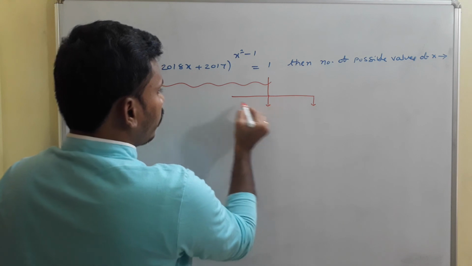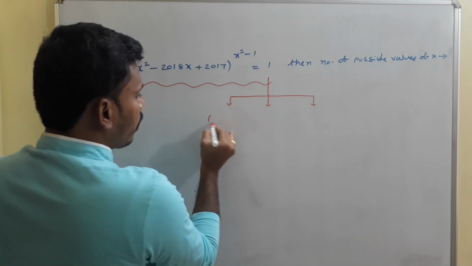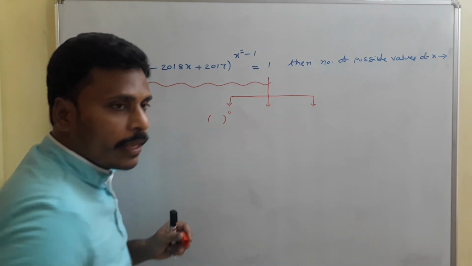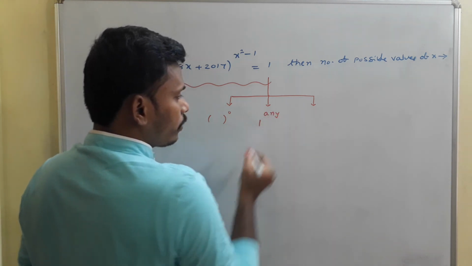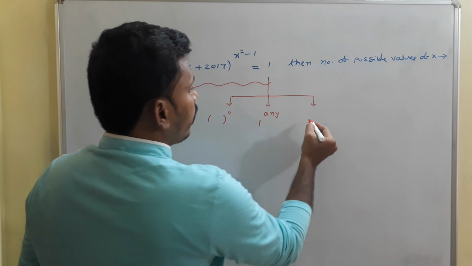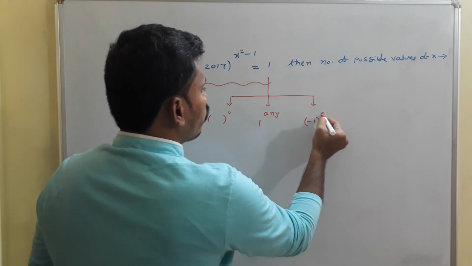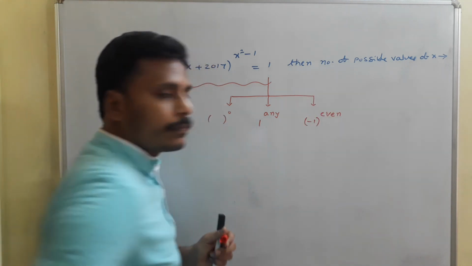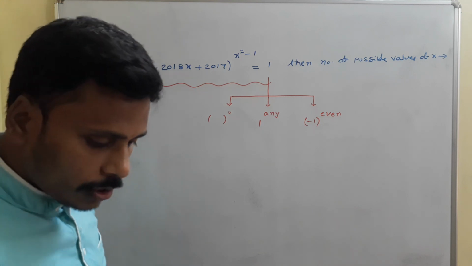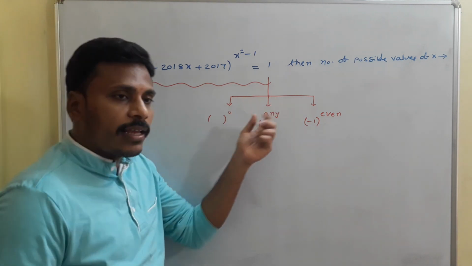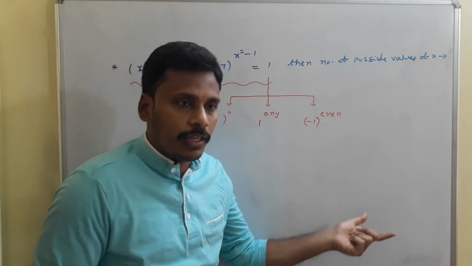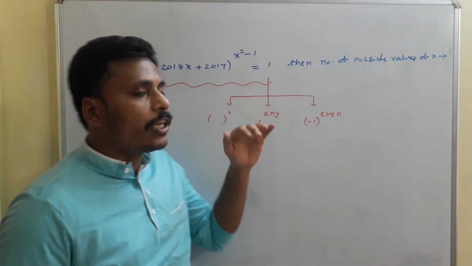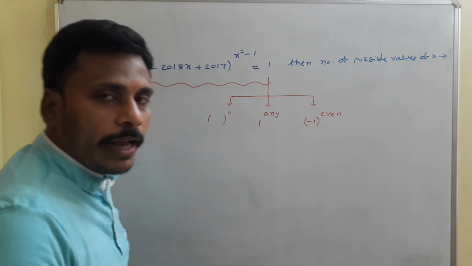See, this 1 can be expressed in many ways. This 1 can be expressed as something to the power 0. This 1 can be expressed as 1 power anything. This 1 can be expressed as minus 1 to the power even. There are different possibilities, so in these three cases we need to analyze the problem to get the number of values of x.